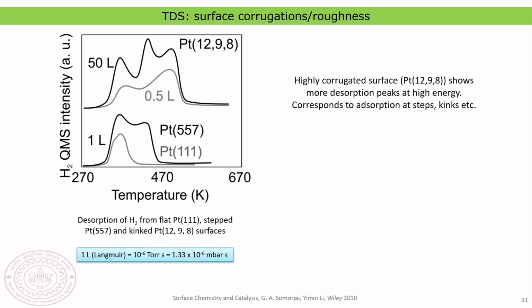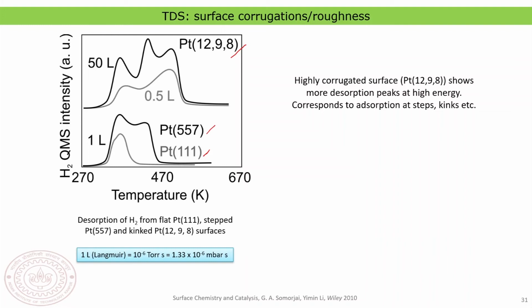So here what I would like to compare is a variety of surfaces. I am going to compare the adsorption of hydrogen on the platinum 111 surface, which is supposed to be the least corrugated surface, because platinum is also an FCC type of packing. Then you have the 557, which is a stepped surface, and then a high index surface, 1298, that is actually a stepped and kinked surface. So that means you have a variety of surfaces for a given adsorbate.